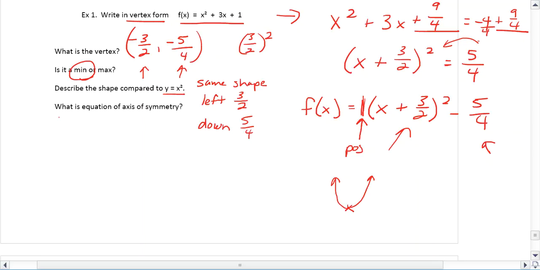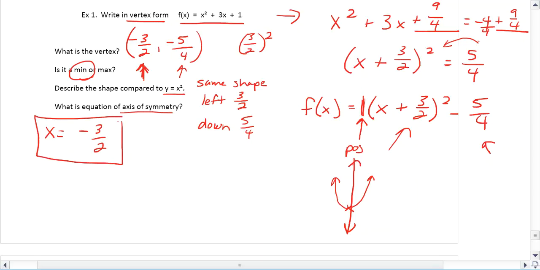And since I said left, I don't need to say negative, but you could if you wanted to, and same thing with down. What is the equation of the axis of symmetry? Remember, that line goes right through the vertex. It is a vertical line, so it is an x equals equation, and the x coordinate of the vertex is -3 halves. So that is the line of symmetry.